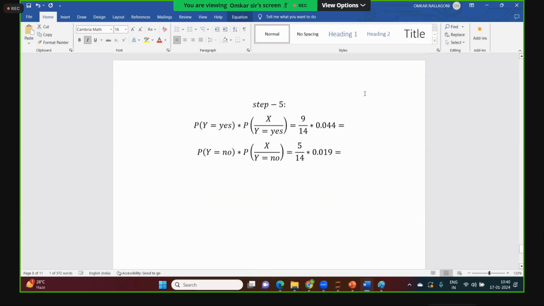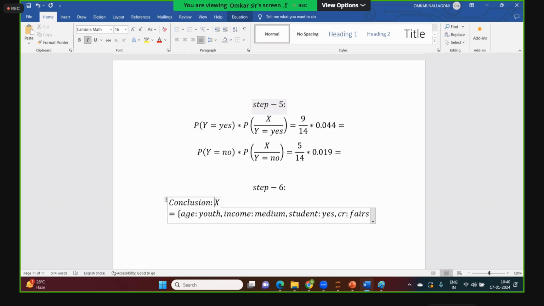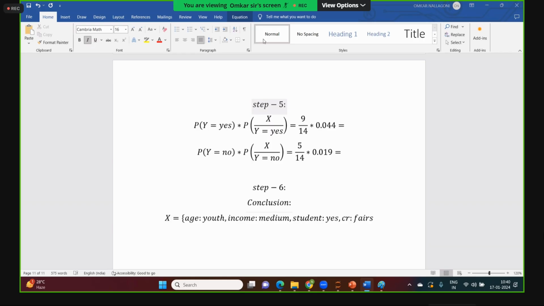Step 6 is the conclusion. Will you buy a computer or not buy a computer now? Conclusion. Buy a computer or not buy a computer?